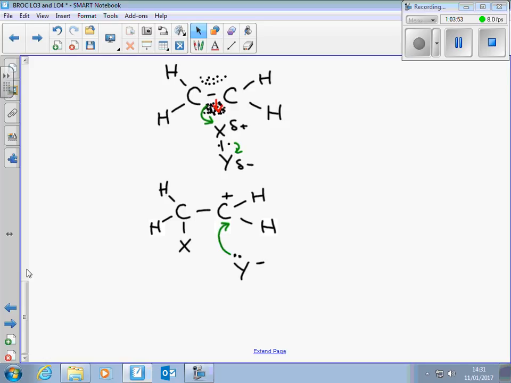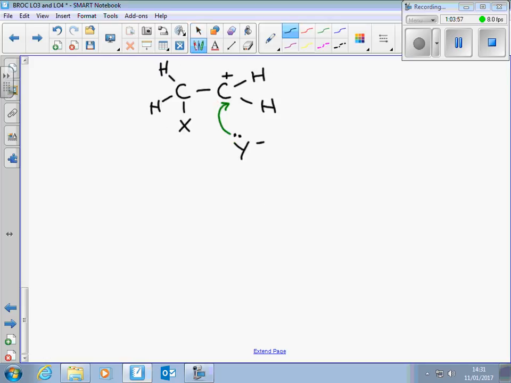And what we end up with, I've not taken the traditional three-step approach here, is that we've now got X joined onto there by the pair of electrons that was the pi system here, and our Y joined on here by the pair of electrons that was originally joining these together. Okay? That's it. All right, okay.